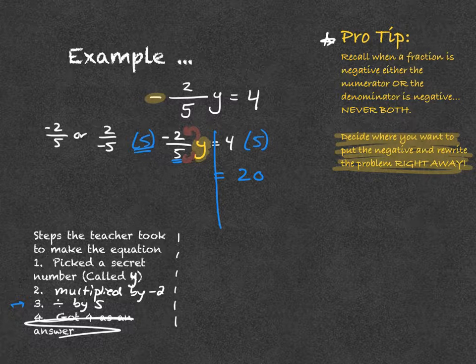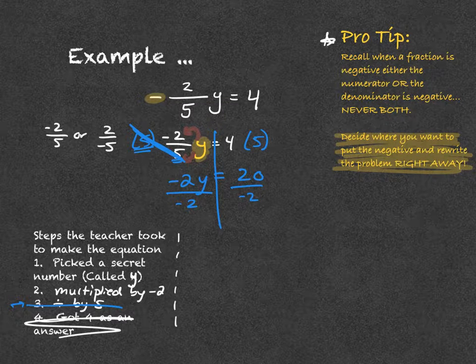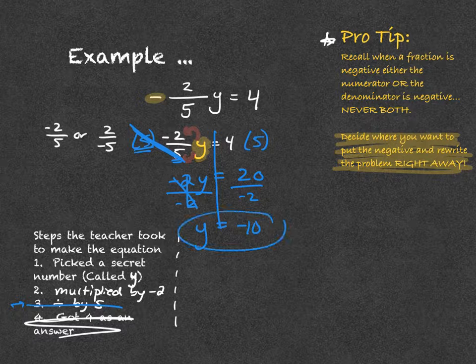So if they're inverses, they should undo each other and go away. So I'd be left with negative 2 times y. So I've undone that step. If my teacher multiplied by negative 2, to undo multiplying by negative 2, I would divide by that negative 2. And of course, the reason we divided by negative 2 was to undo the multiplication, so they should cancel. And I get the answer of y equals negative 10.